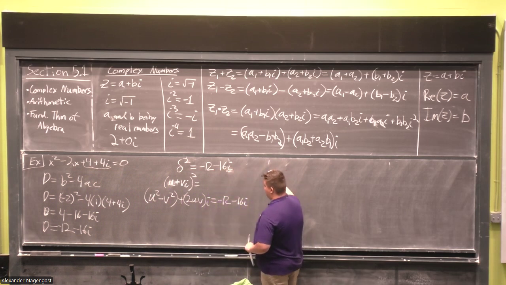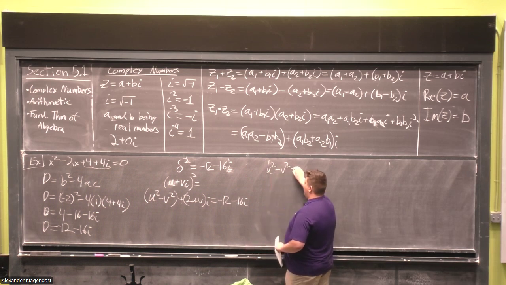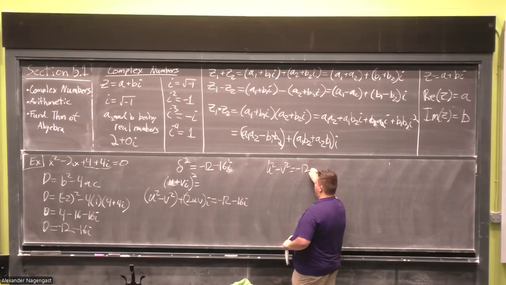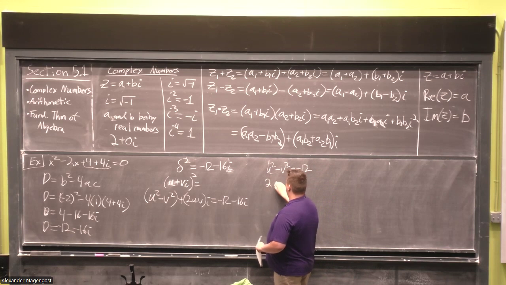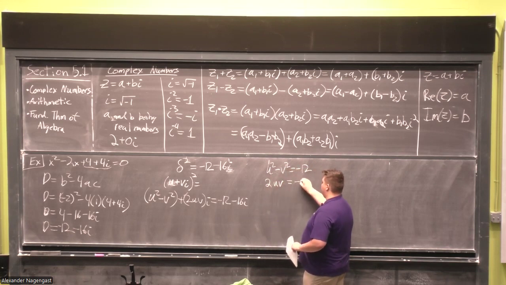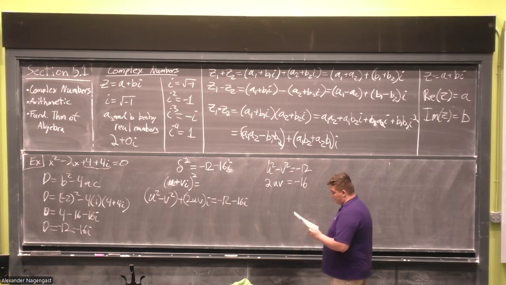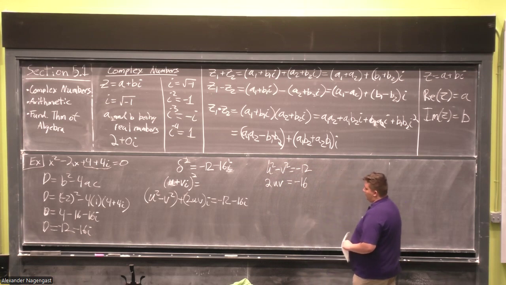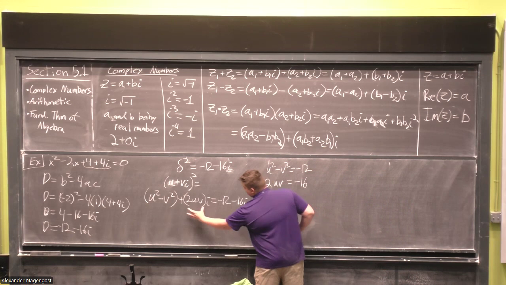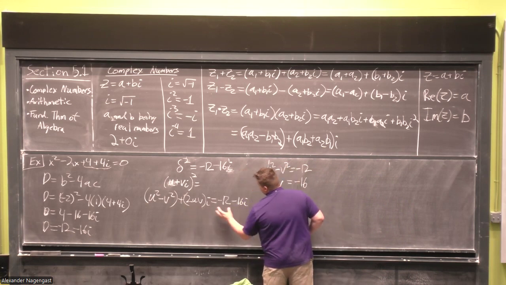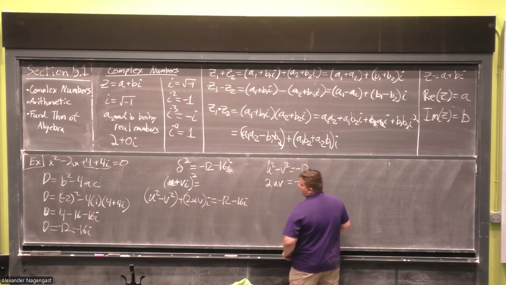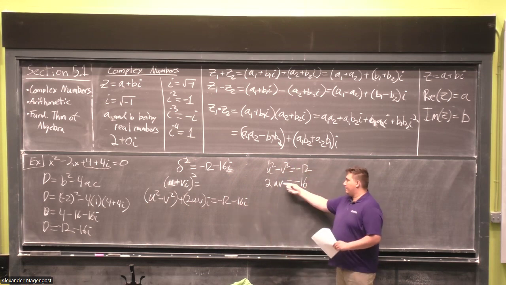We have u squared minus v squared is equal to negative 12. And we have 2uv is equal to negative 16. Again, I'm focusing that this coefficient will have to be equal to the coefficient of this i. So that's why the i's are omitted.